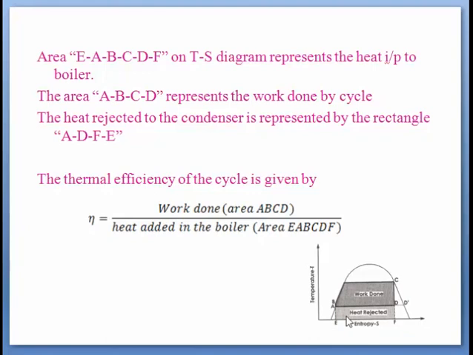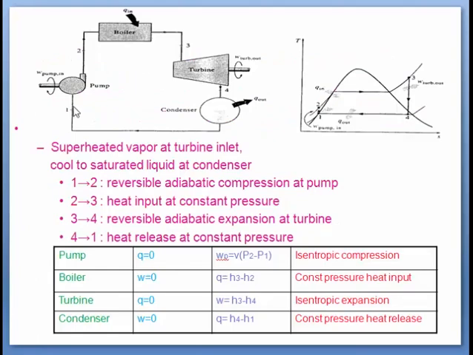So total heat addition minus heat rejected gives the net work output of the cycle, and the thermal efficiency of the cycle is given as work done, that is area A, B, C, D, divided by heat added in the boiler, that is area E, A, B, C, F, C, D, F. So graphically also we can find the efficiency if we represent the thermal power plant process or the Rankine cycle. So this process 1 to 2, that is pump work, is reversible adiabatic compression at the pump.